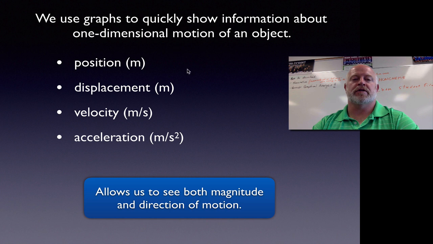Now, in particular, graphs do a great job of showing us position, which is in meters, displacement, which is also in meters. Remember, displacement is the change in position. Velocity, which is meters over time, so now we're looking at an x and y axis, and then acceleration also, which is velocity divided by time again, so it's meters per second squared. The beauty is we get to see the magnitude and the direction of motion as we do this.